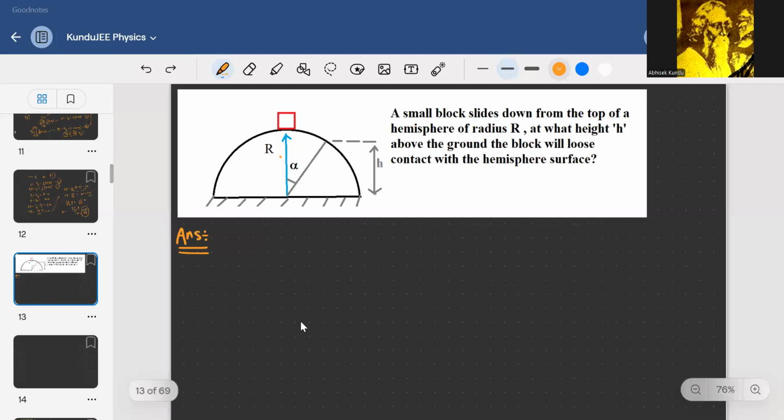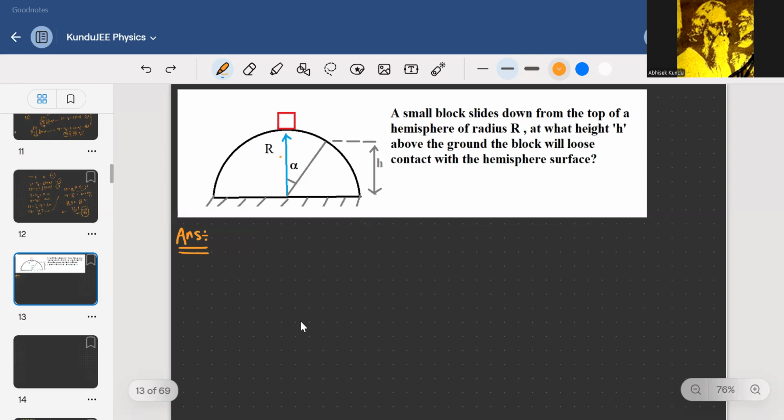Hello everybody. Let's see today's problem. Today's problem is on the chapter of circular motion that requires the fundamental concepts of centrifugal acceleration, as well as the concept of Newton's laws of motion and free body diagram. Let's see what this problem tells.